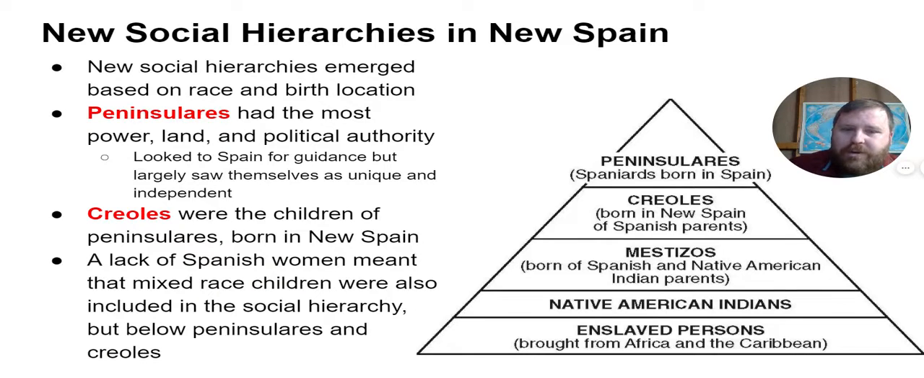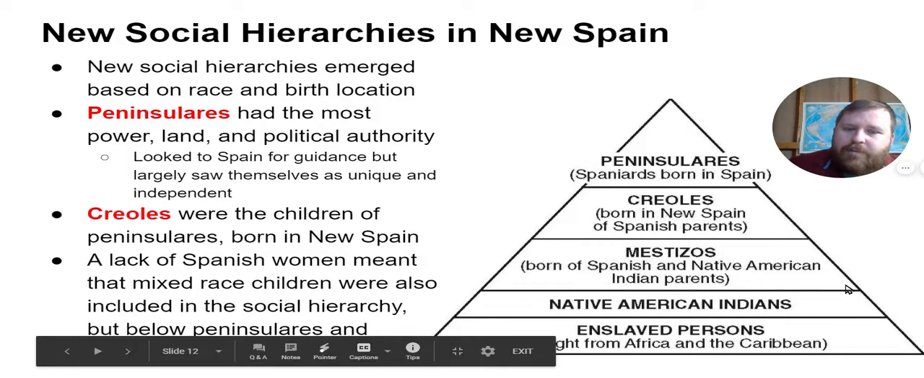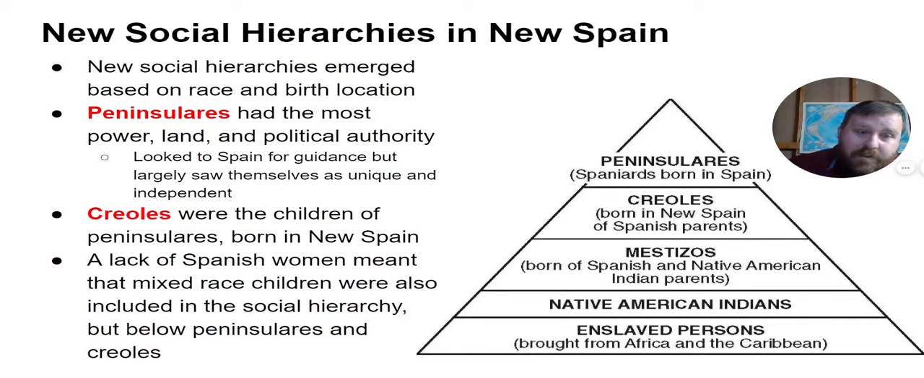not something that we use in any non historical conversation. Native American Indians were below them. So if you were pure Native American, if you were pure Indian, is what they called them, then you would be below the mestizos and the mulattoes. And then enslaved people brought from Africa and the Caribbean, and these would be black people, would be below those Native Americans as well. All right.